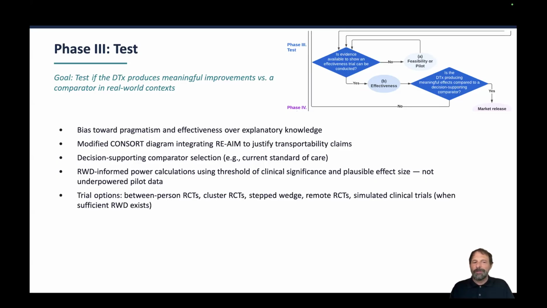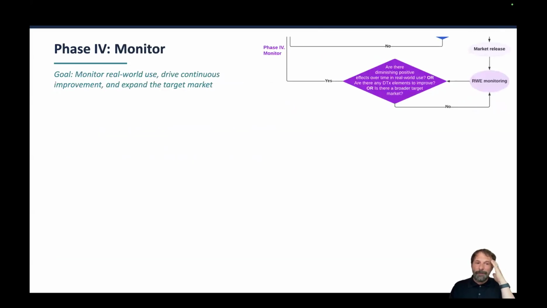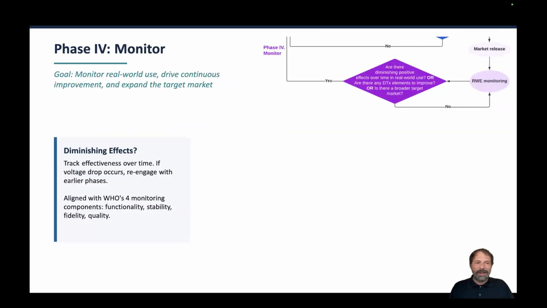And of course, there's a variety of options you can work with to do this. The critical idea here is that a definitive trial is inappropriate for digital therapeutics, right? Software requires continuous updates, making ongoing monitoring essential. After that, you have phase four, monitoring in the real world, right? And so you ask, is there any diminishing effect? You're tracking this with the real world data you can get from digital therapeutics themselves, and particularly if you're integrated into a healthcare system or otherwise, you have a lot of data you can monitor to see if it's still working as you think it should. And if it's not, go back to design. You need to update the tool, right?